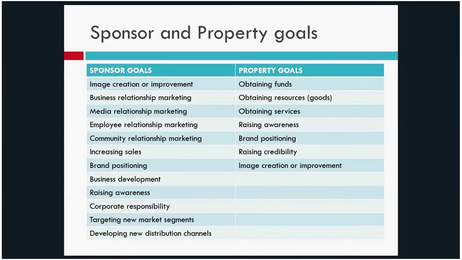Maybe I want to go after a female market. Maybe I want to go after a market in China or Brazil, and sport will allow me to get into those markets in a way that would be difficult otherwise. From a property goal, I want funds. I want money. I want either cash or value in kind to budget relieve what I'm doing. I can obtain services. I can raise awareness for myself.